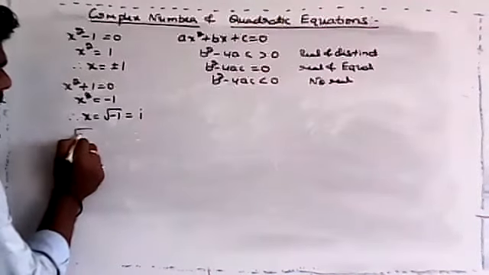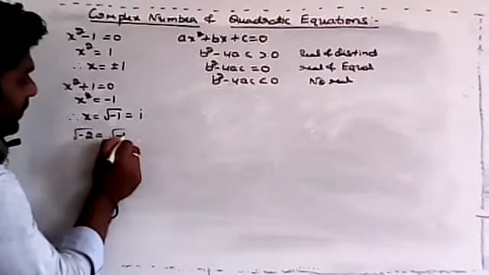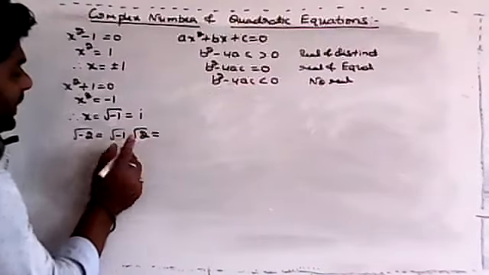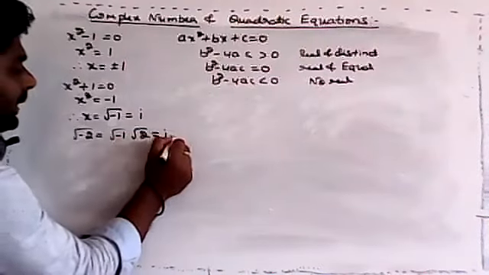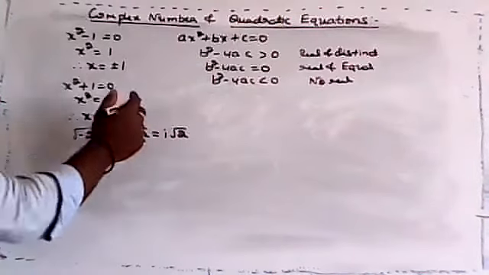I'll take one more example. Can you tell me what root of minus 2 we can write as? Root of minus 2 can I write as root of minus 1 into root of 2. Root of minus 1 is i, so i root of 2. Clear? This is called an imaginary number.